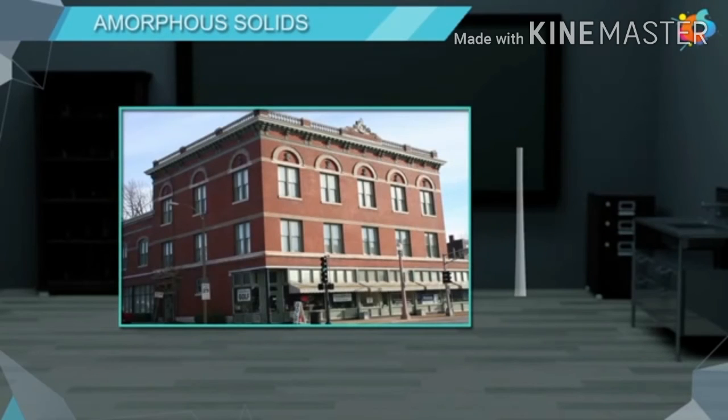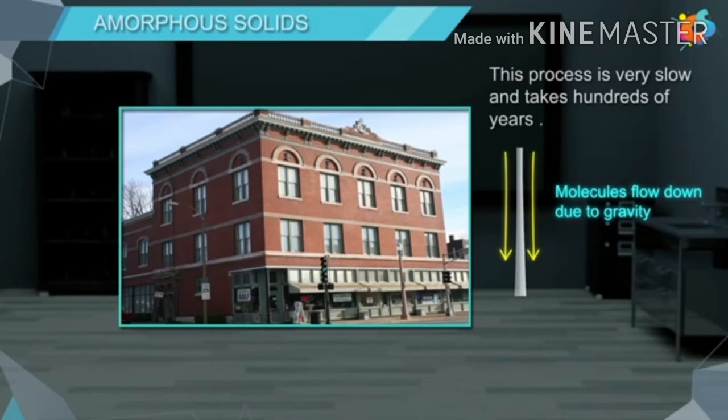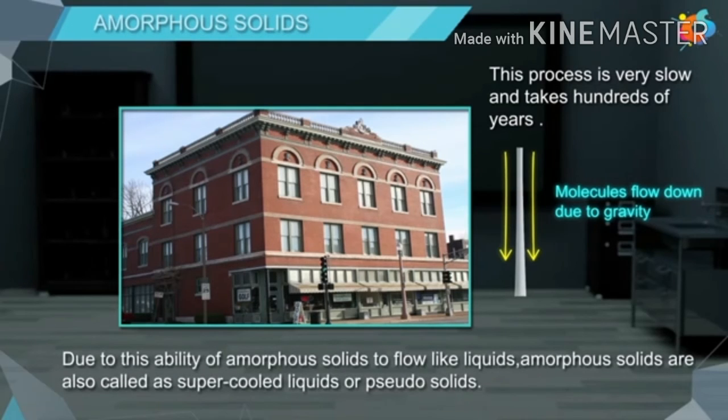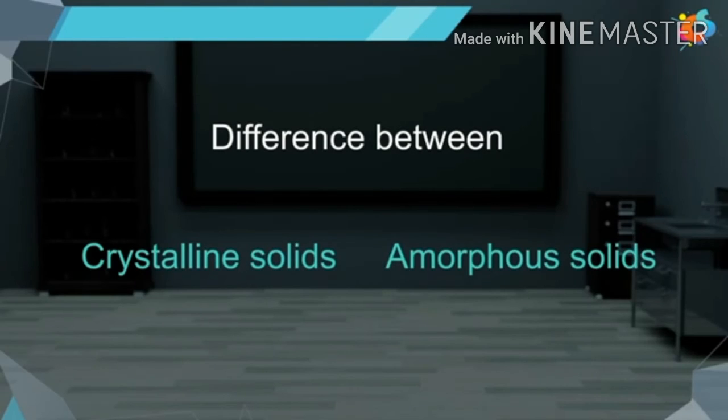Now, if we notice carefully the glass windows of very old historical buildings, we will observe that these glass panes are thicker at the bottom as compared to the top of the window. This is because as time progressed, some of the molecules on the top of the glass flowed down due to gravity and accumulated at the bottom, making it thicker. Please note that this process is very slow and takes hundreds of years. Due to this ability of amorphous solids to flow like liquids, amorphous solids are also called supercooled liquids or pseudosolids. Let's differentiate between crystalline and amorphous solids.